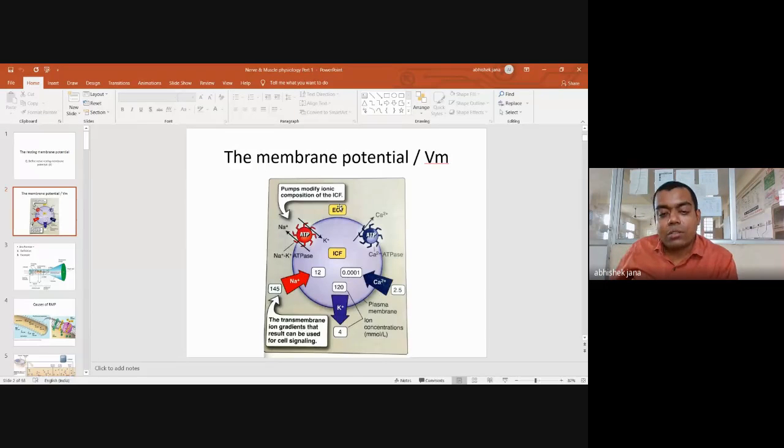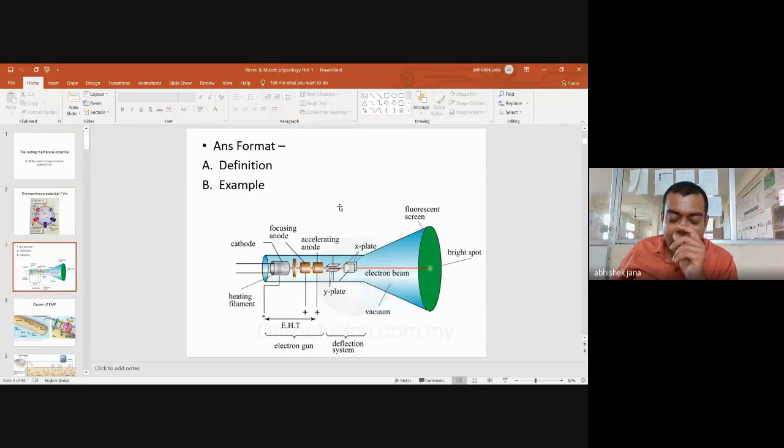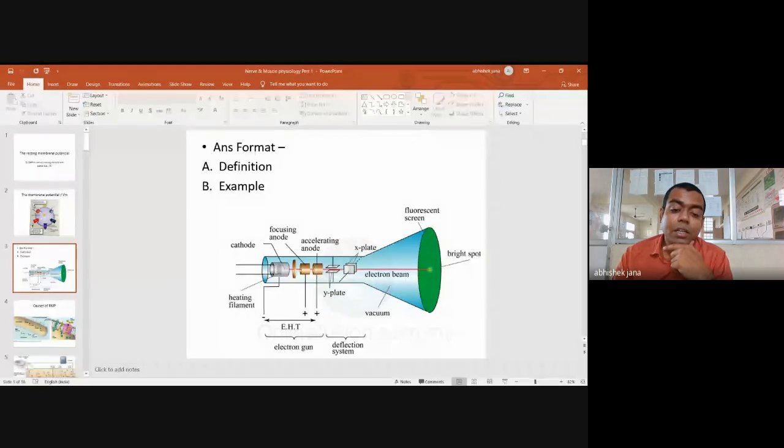Now, if the question asks you, first you have to mention the definition, as I told you, for example for the membrane. What is the definition in case of resting membrane potential? During resting condition of any cell, not in the activated state, when you are not activating the particular cell, the potential difference across the cell membrane is called the resting membrane potential.